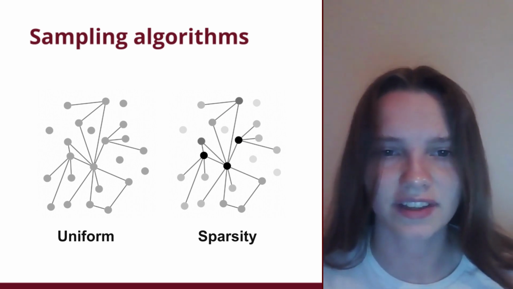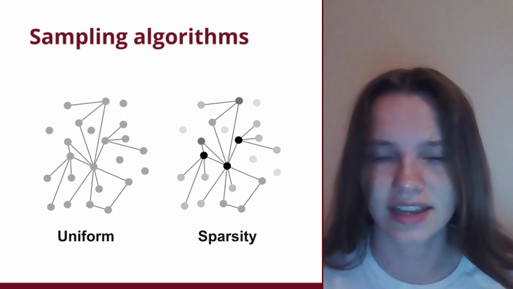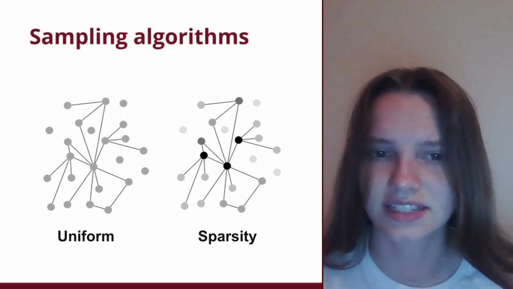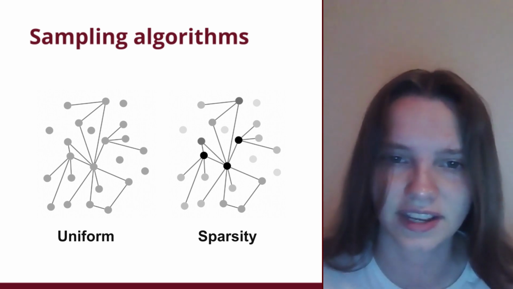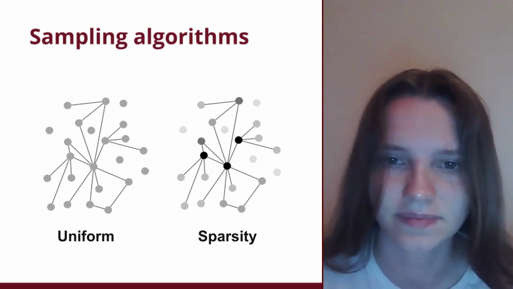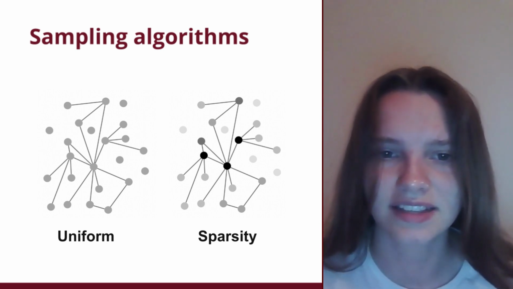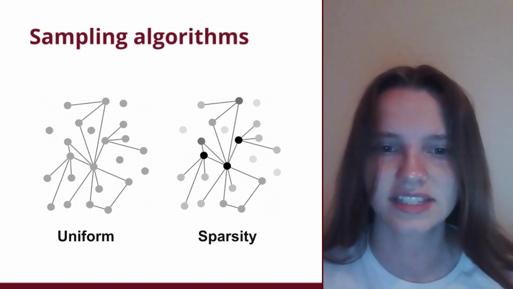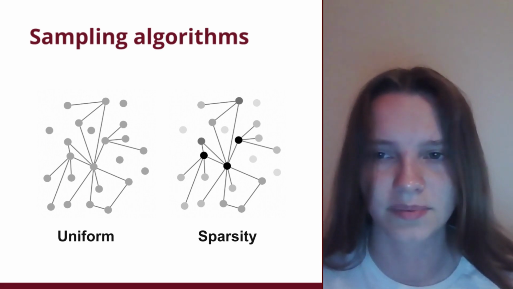This algorithm is specifically effective on sparse matrices, and a sparse matrix is a type of matrix that doesn't have a lot of data, meaning it has a lot of zeros, or represented in this figure as points without many connections. So sparsity sampling is effective since it does a better job of sampling the actual data out of the sparse matrices, since the points without many connections don't contribute as much to the eigenvalues.